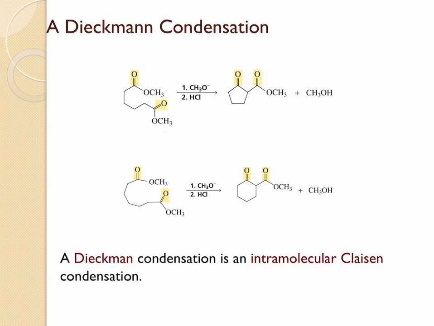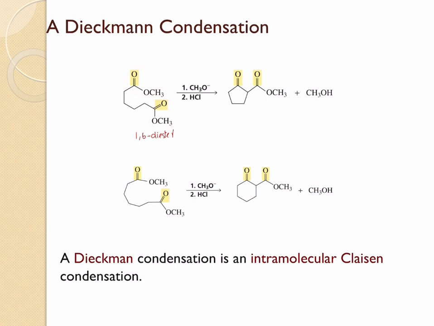This compound right here is a 1,6-diester. Why is it a 1,6-diester? Because if you consider this carbon as carbon number 1, then 2, 3, 4, 5, 6. The second carbonyl group is at position 6 with respect to the first carbonyl group, right? And you can see that there are two ester functional groups, and therefore this is called a 1,6-diester.